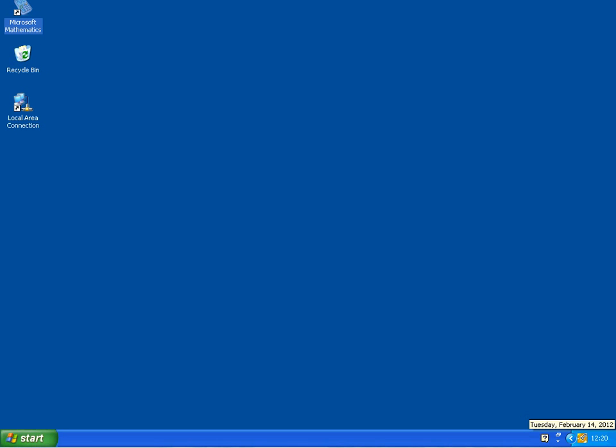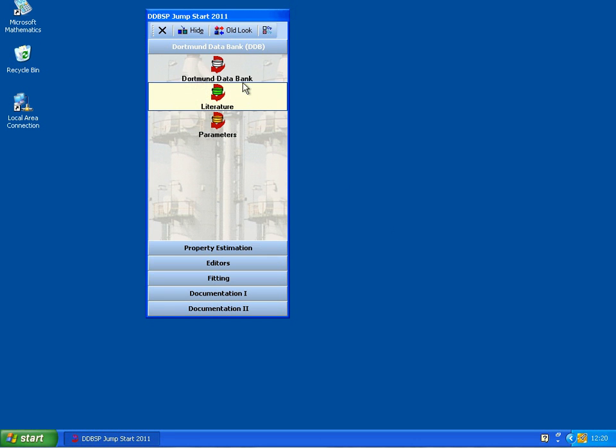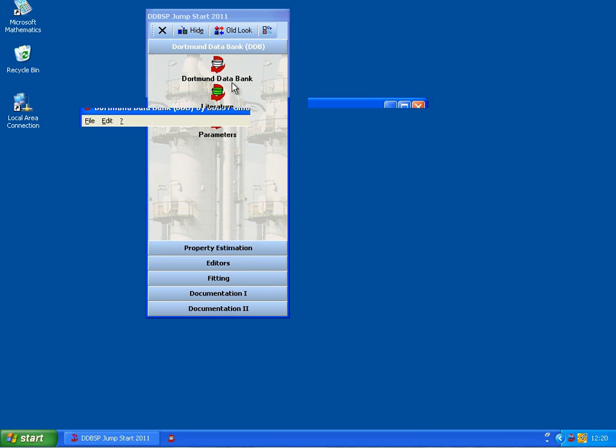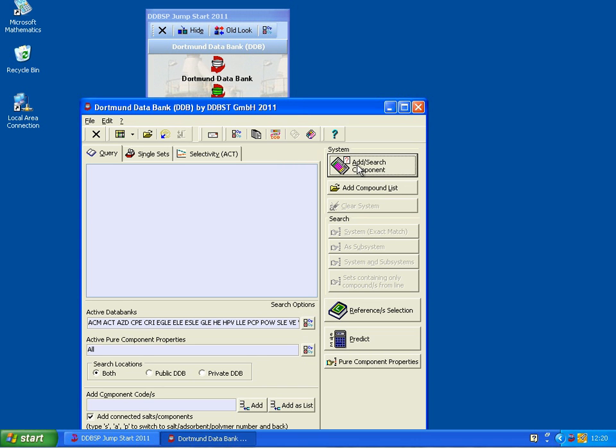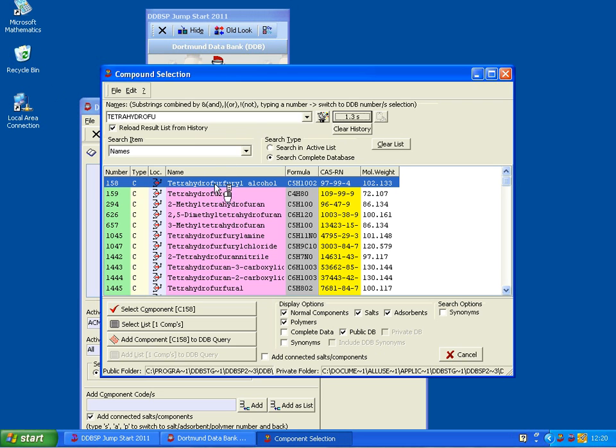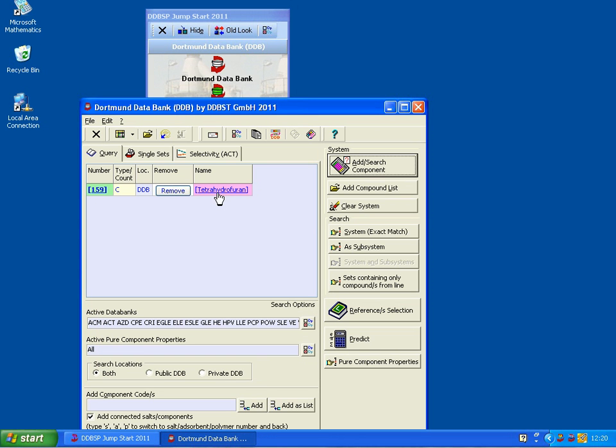In order to retrieve the saturated liquid density data for tetrahydrofuran, I'm first starting the jump start here and go to Dortmund Data Bank. I use add search component, search for tetrahydrofuran, just a part of the string, and I find it here.